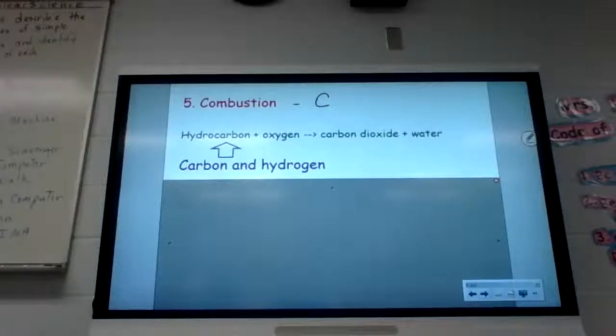It can't be carbon dioxide, water, and something else. It can't be only water and something else. It can't be carbon dioxide plus something else. It has to be only what two products? Carbon dioxide and water. That's it. It has to start with a hydrocarbon plus oxygen, and you have to get those two products.